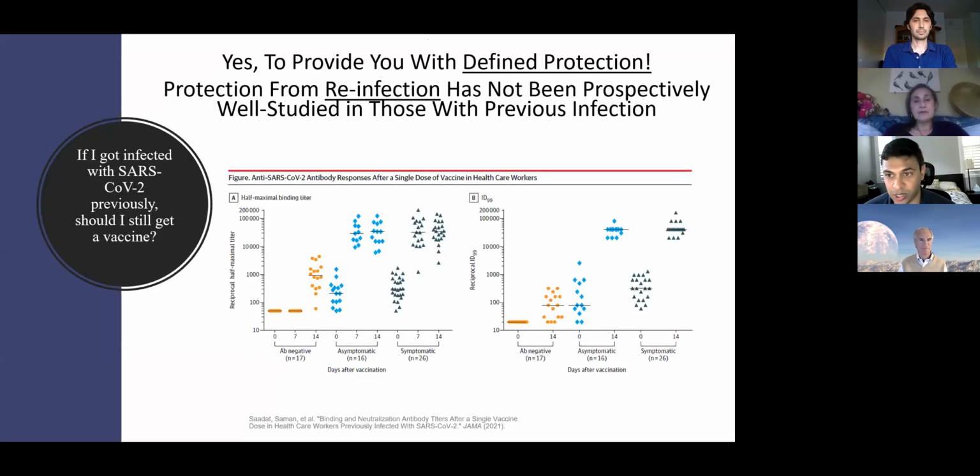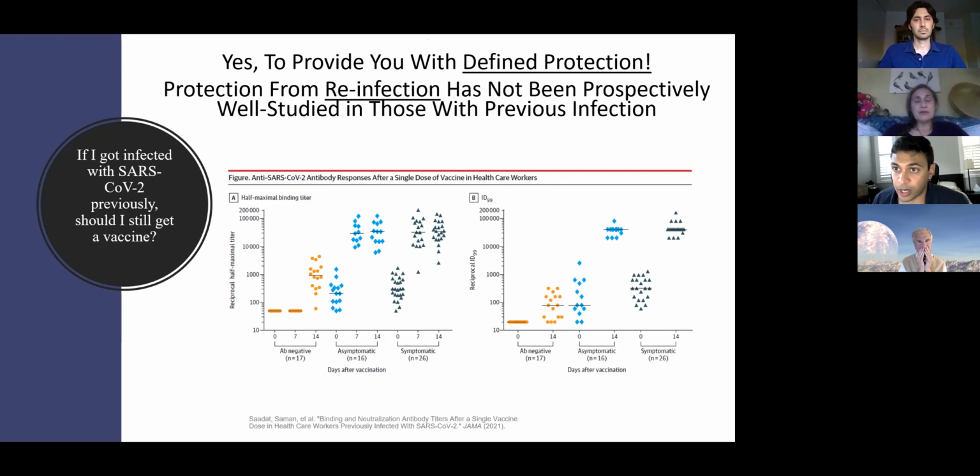Okay, this is the last question. If I got infected with SARS-CoV-2 previously, should I still get the vaccine? The answer is yes. There are a number of studies now that have shown that getting a vaccine after you've been infected is basically like getting a booster dose. So when you have an infection, you develop some immunity, but over time, that immunity will wane and you become at risk again. If you get the vaccine, it boosts your immune response, and so you get a better immune response if you're exposed, and it lasts for longer.